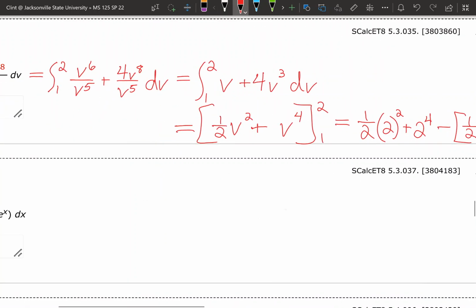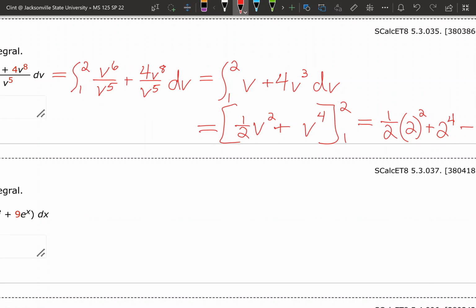That part? Okay, all right. So here, the first term, that's v to the 6th minus 5. V to the 6th minus 5. So that's just v. That's just the exponent rule. Here's another way of thinking about it.